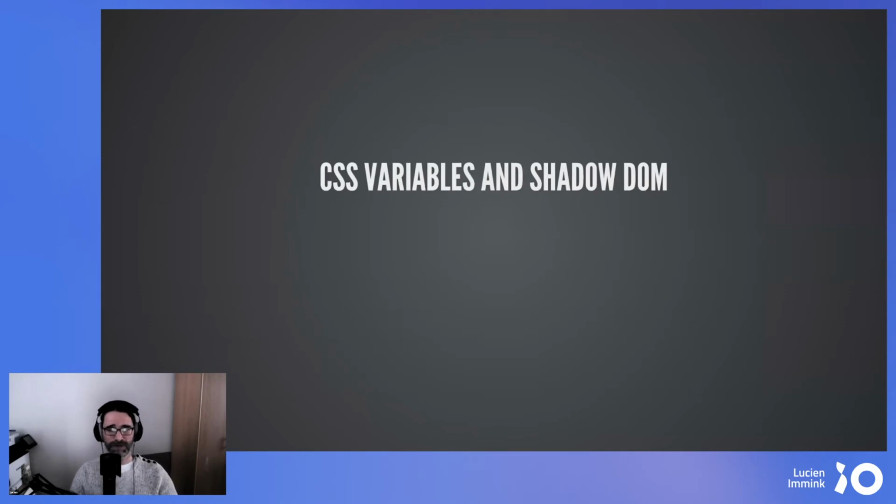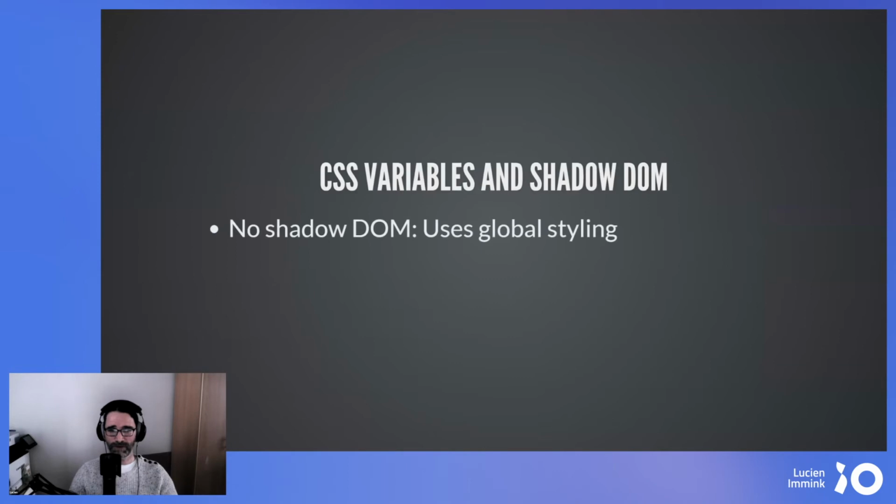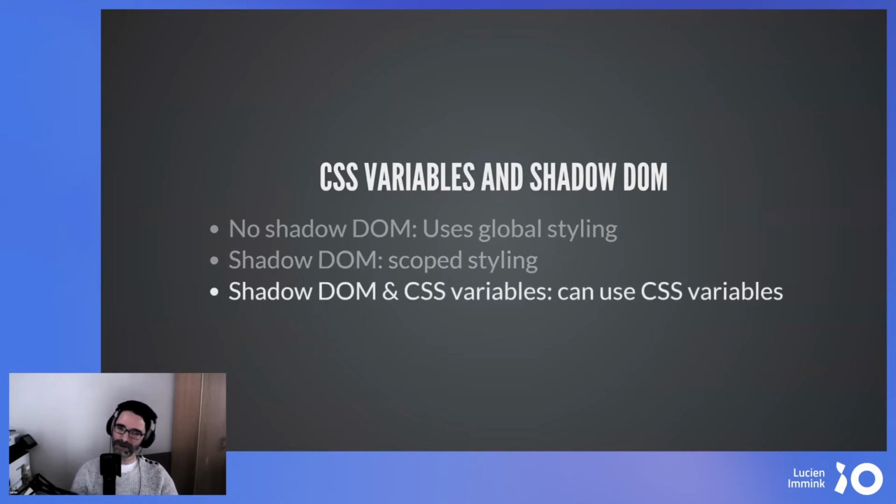So CSS variables and shadow DOM, how does that work? If I don't have a shadow DOM, we're just using global styling. That's probably not what you want, but there are some cases where you do want a web component without a shadow DOM. But if I have a shadow DOM, the styling is scoped. But if I have a shadow DOM and I use CSS variables, I can still access the CSS variables from the main page. Well, the CSS variables that are set in the main page will also be used in the web component if you're using, of course, that name in your CSS within the web component. So my take on this would be go for the last one, use CSS variables and a shadow DOM.